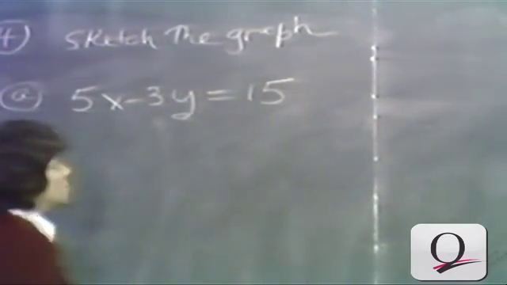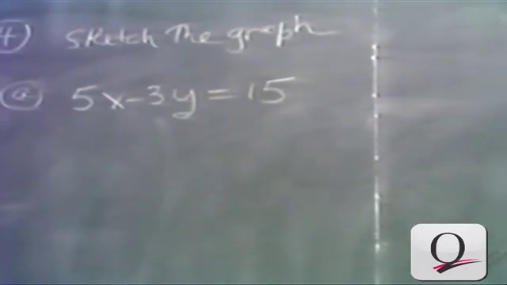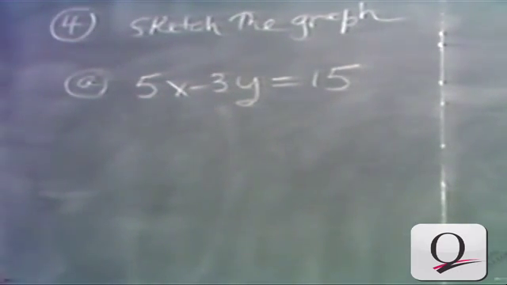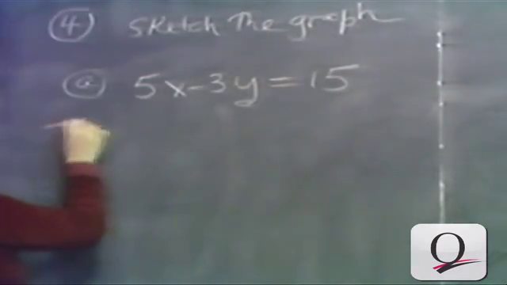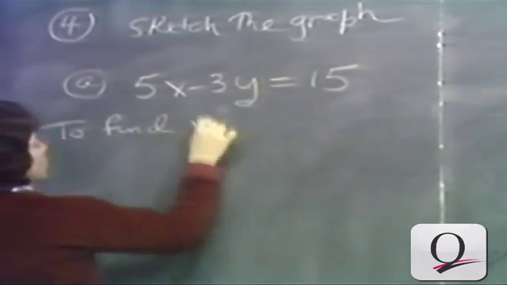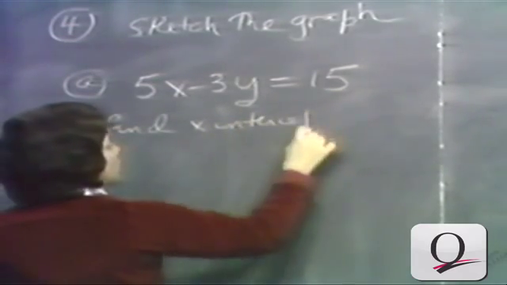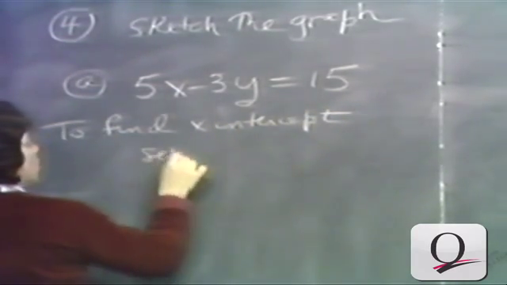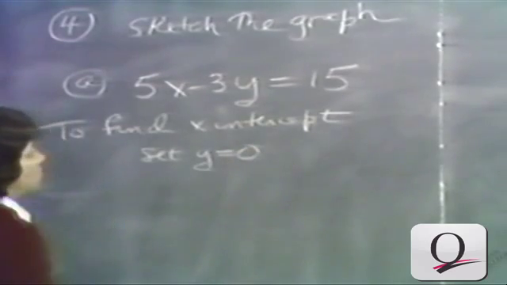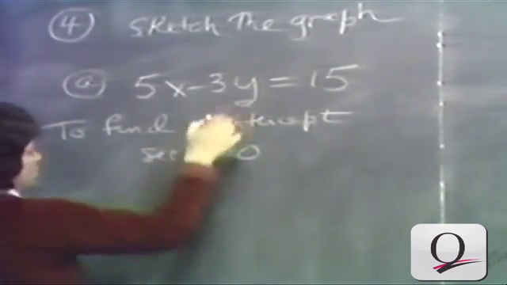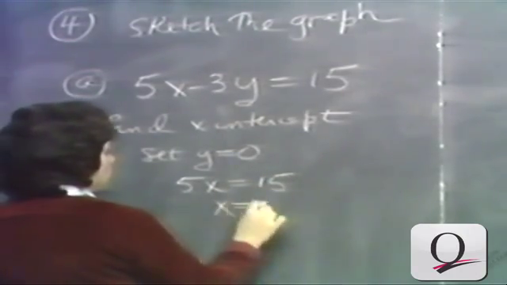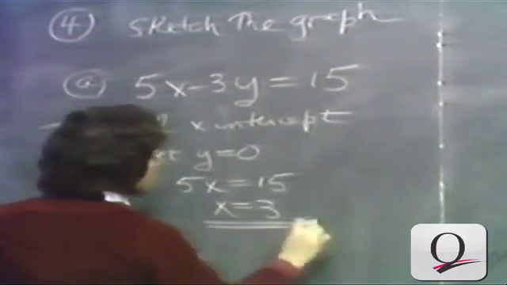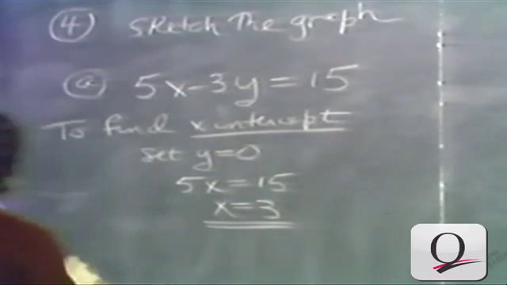We recognize this as the equation of a straight line. The easiest way, we know we need 2 points to graph a straight line, and the first points that we would certainly try would be the intercepts. To find the x-intercept, we set y equal to 0 and solve for x. Setting y equal to 0, we get 5x equals 15, x equals 3. x equals 3 is the x-intercept.